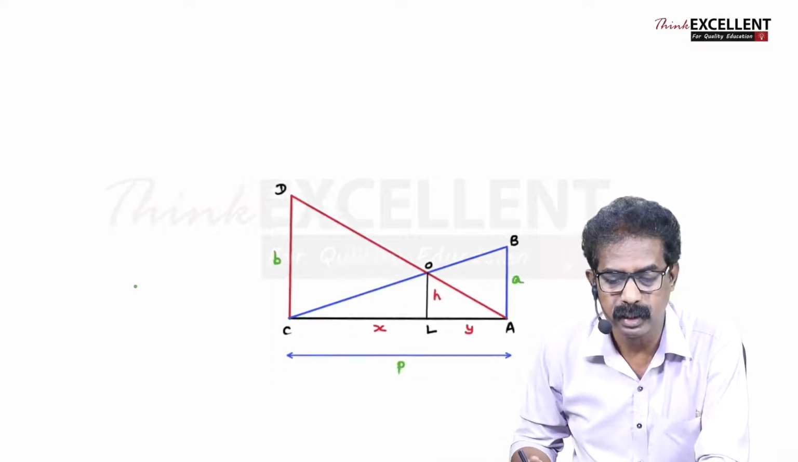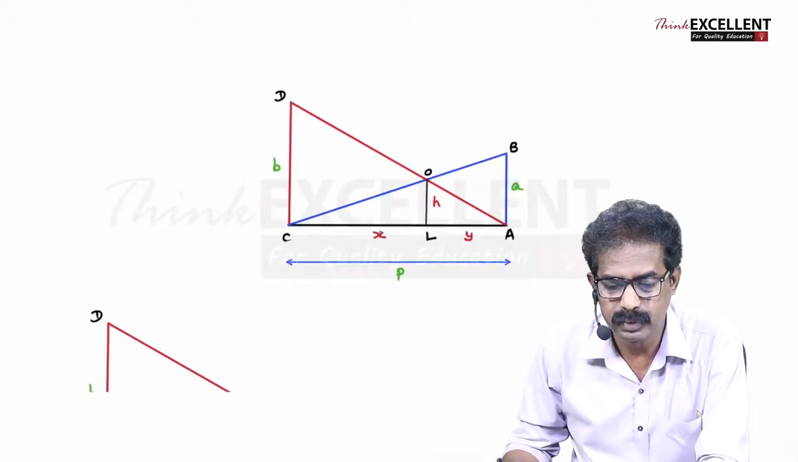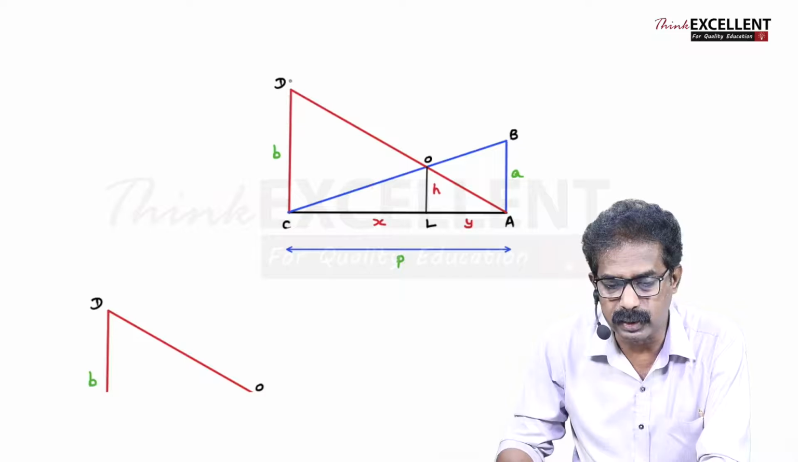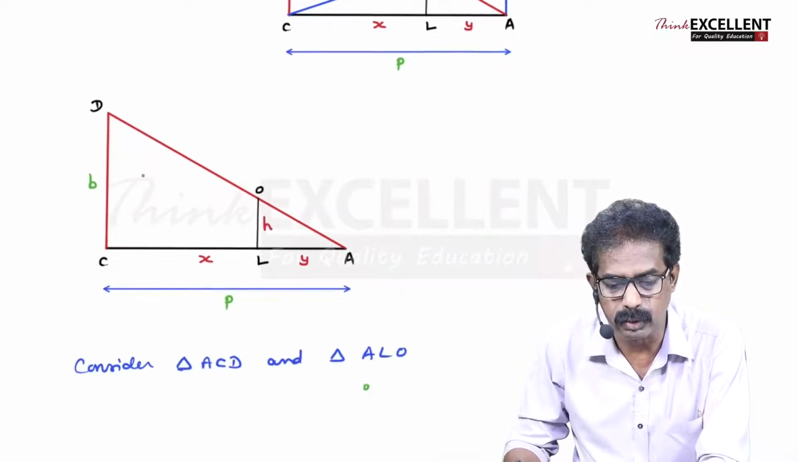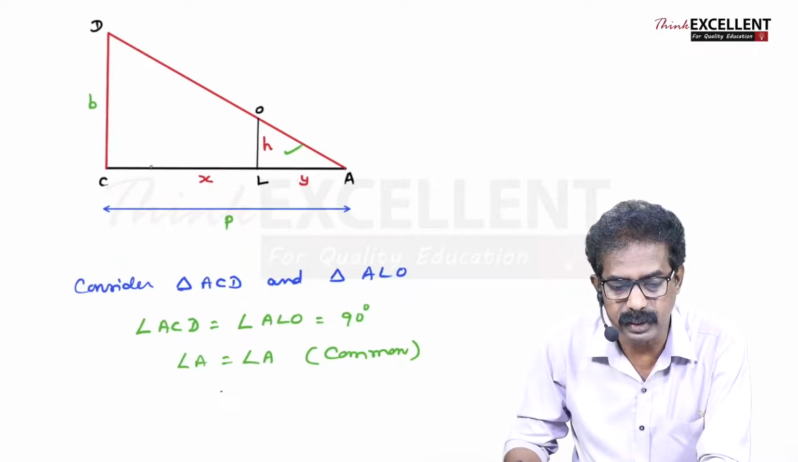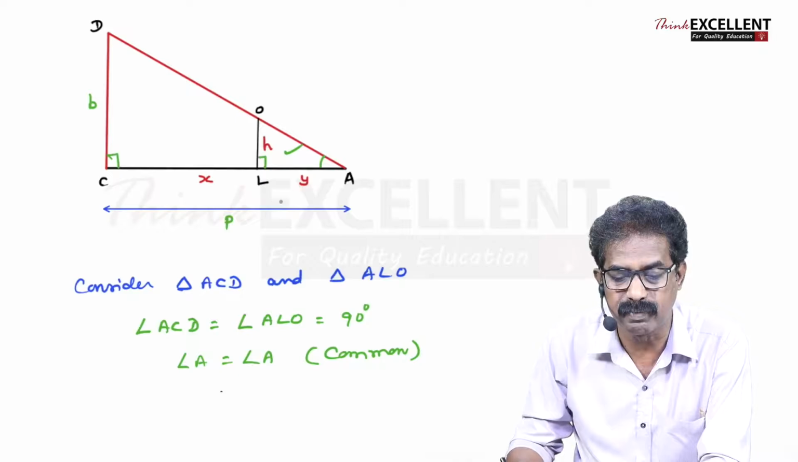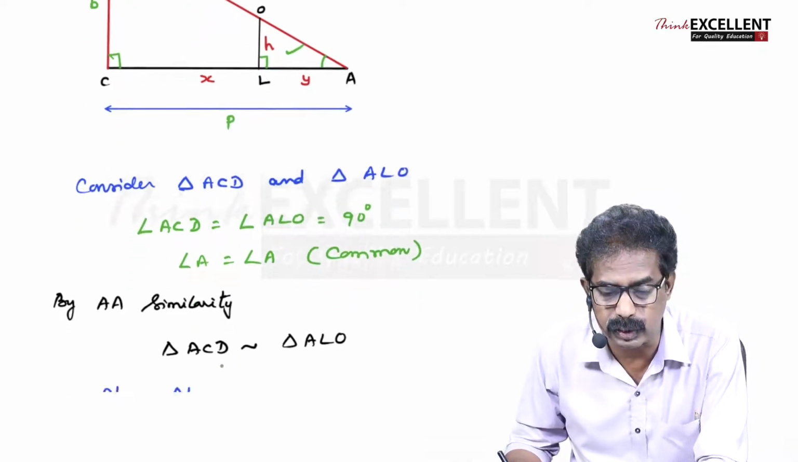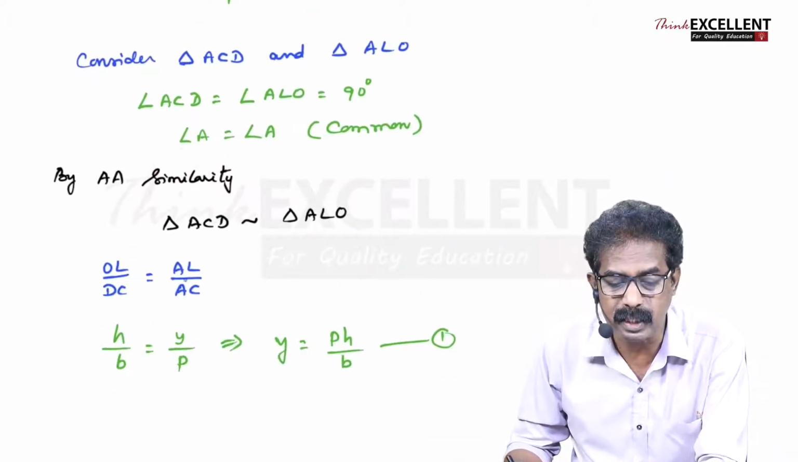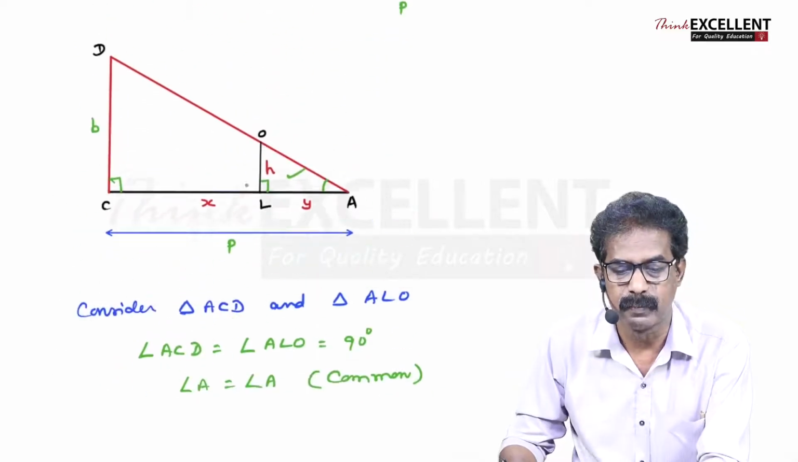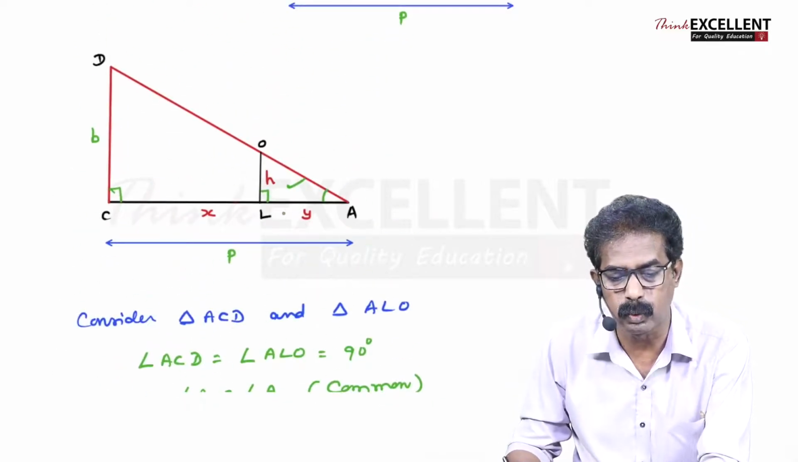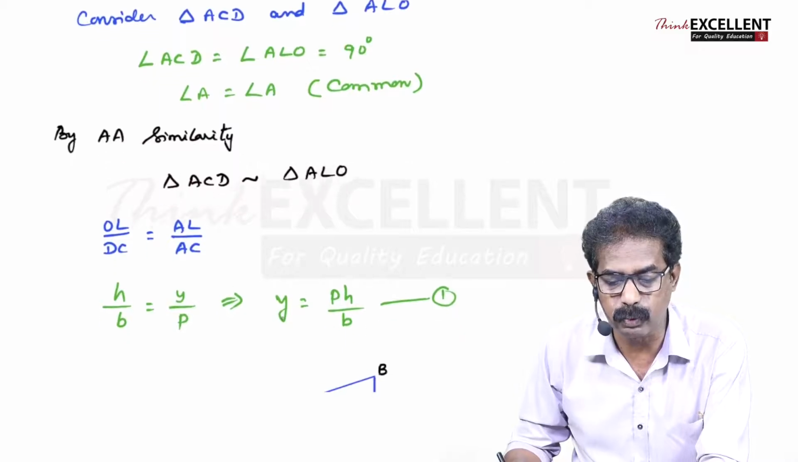Okay, so please listen. So this is a fair diagram. We take this part alone, DCA. The big triangle and this small triangle are similar. How? These two angles are 90 degrees. ACD, this angle 90, this angle 90, and angle A is common for both. So by AA similarity, the two triangles are similar. Corresponding sides are proportional. The steps you write. Actually, H by B equals Y by P. So from that you find the Y value.